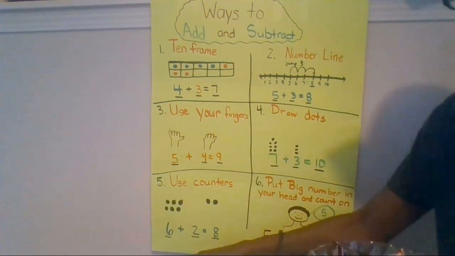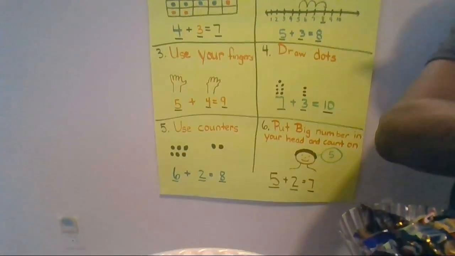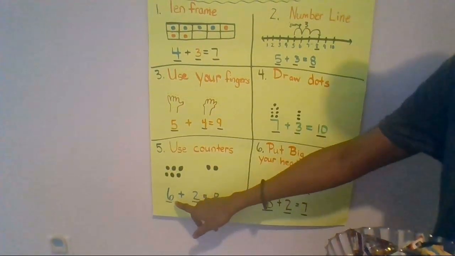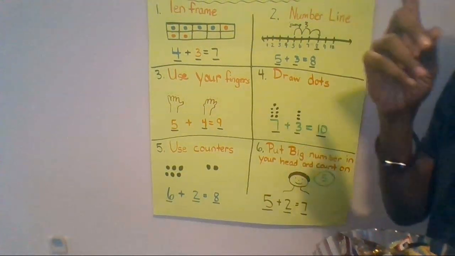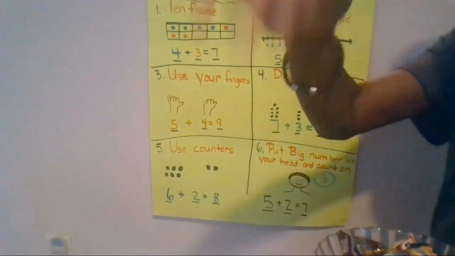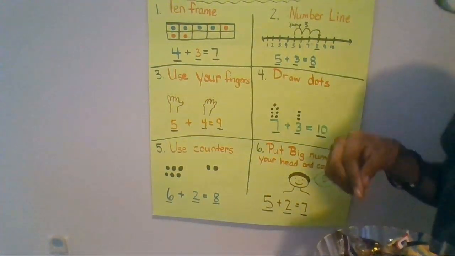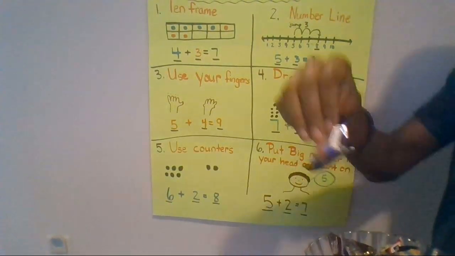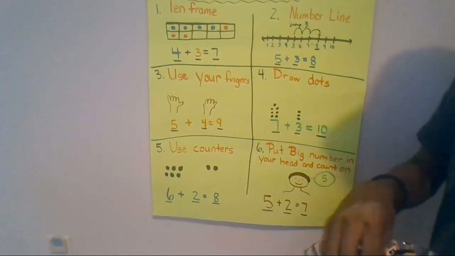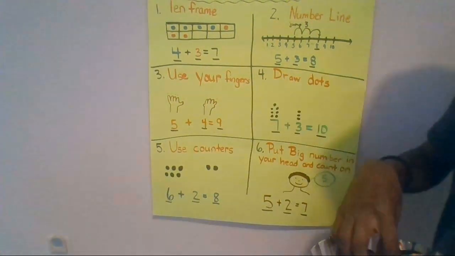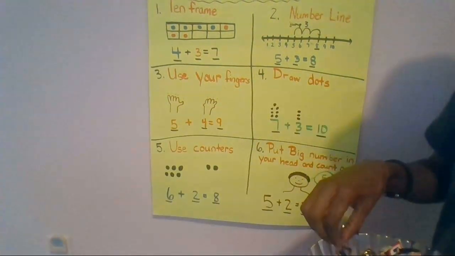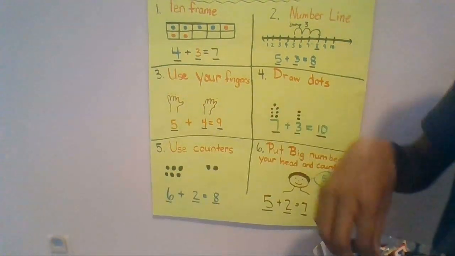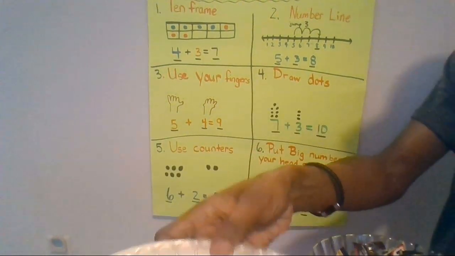All right, so we have 6 plus 2. Let me make sure you guys can see that down there. We have 6 plus 2. My first part is 6, so that tells me I need to put these 6 pieces of candy on my plate. Can you guys help me count those 6 pieces of candy? Let's do it. 1, 2, 3, 4, 5, 6. Okay, I got my 6 pieces of candy.